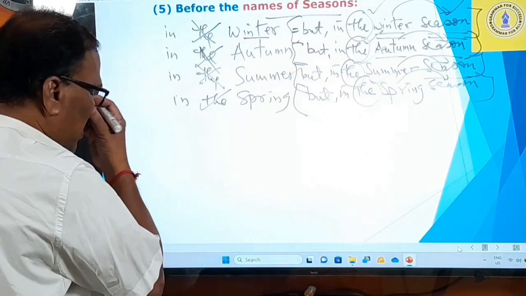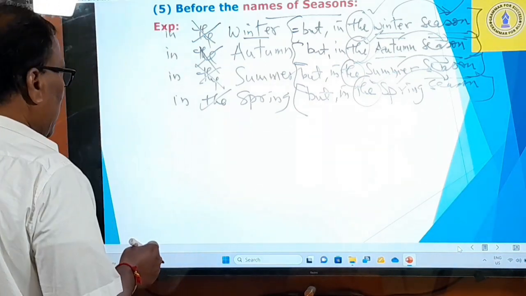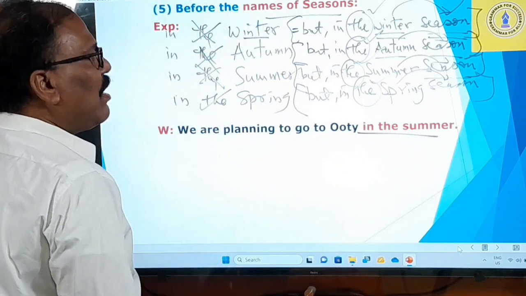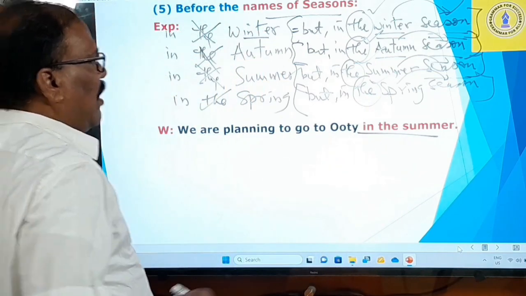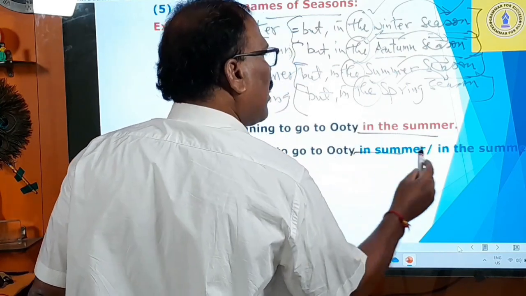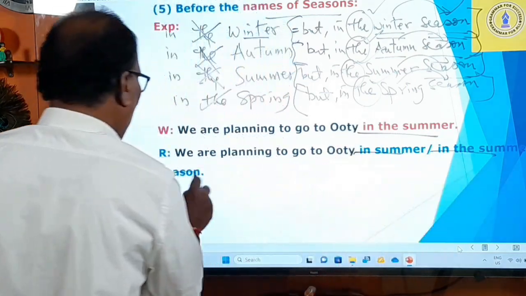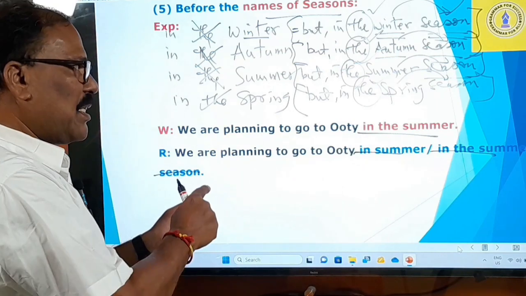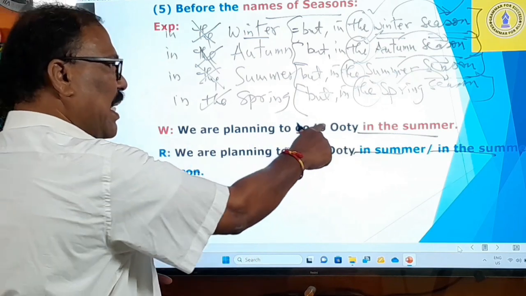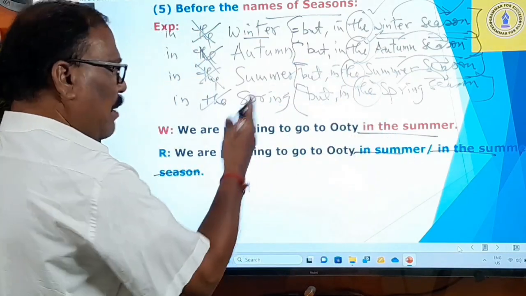Now I would like to give you some examples to make you understand. Here we are planning to go to the woods in the summer. "In the summer" is wrong to say. We have to say "in summer", or you can say "in the summer season" also. You can say "in summer", which is correct, "in the summer season" is correct, but "in the summer" is not correct. This is correct, but this is not correct. There, observe it.